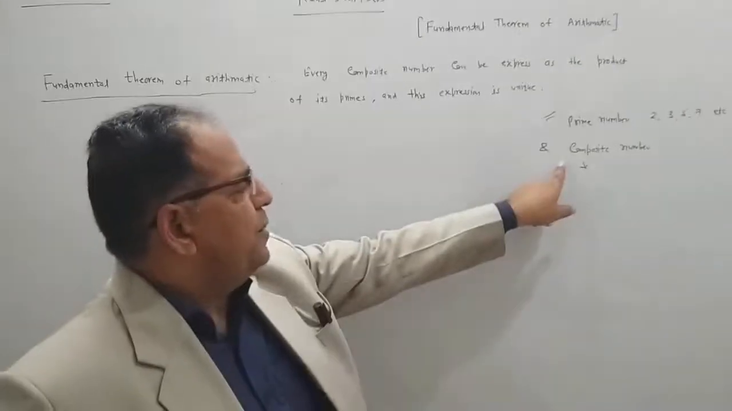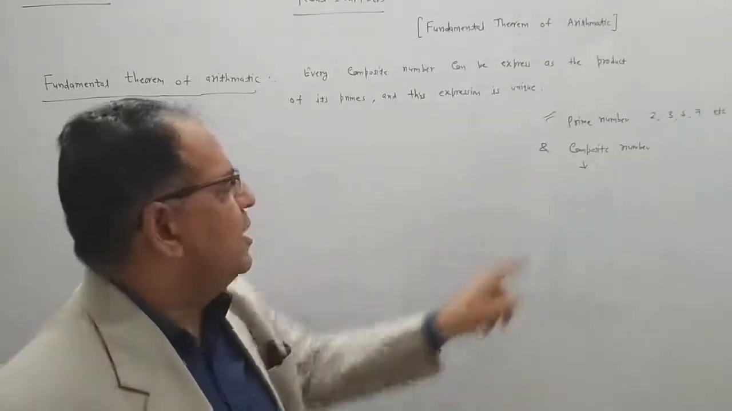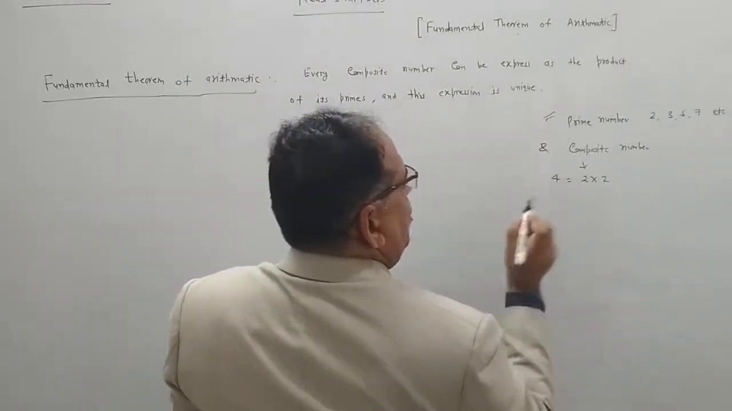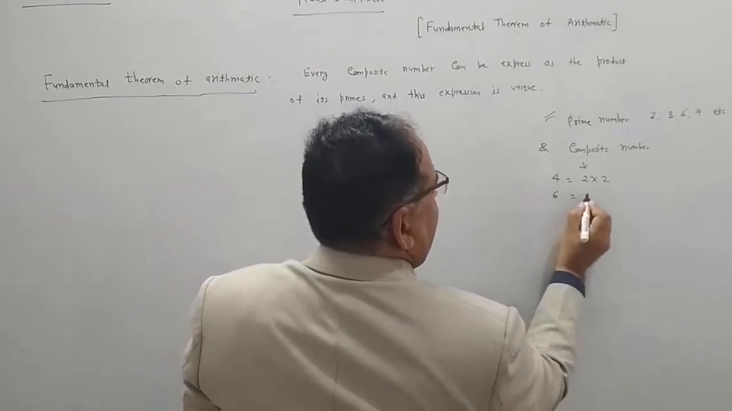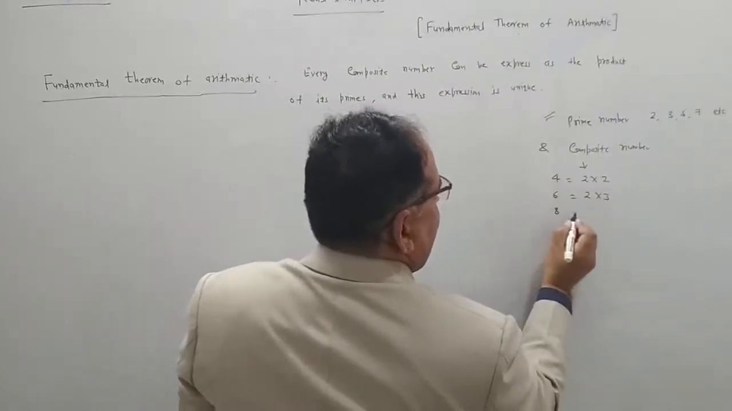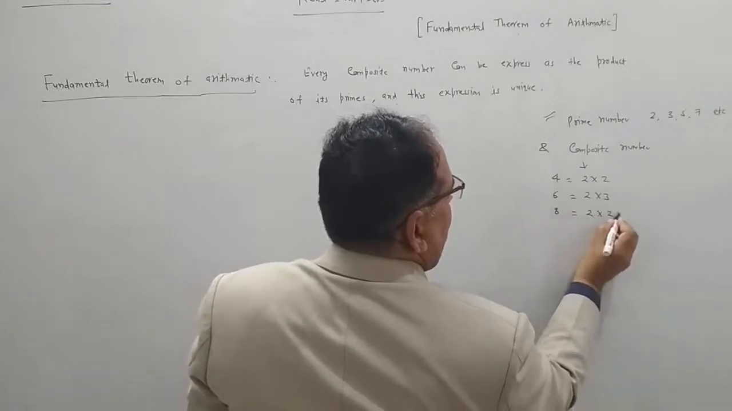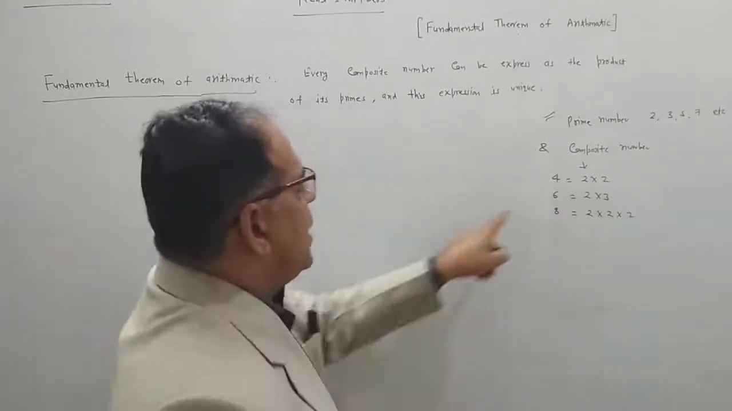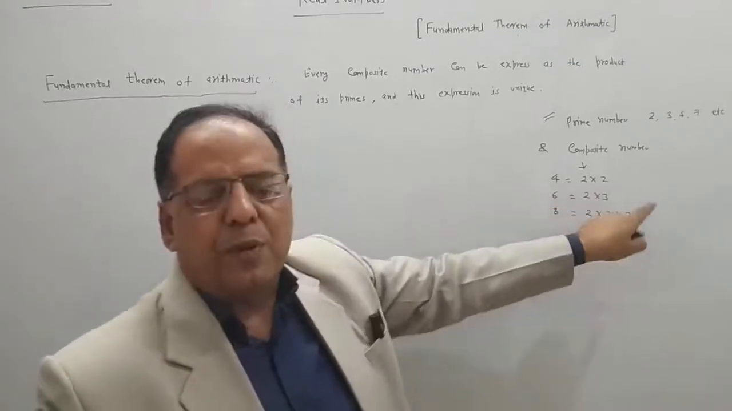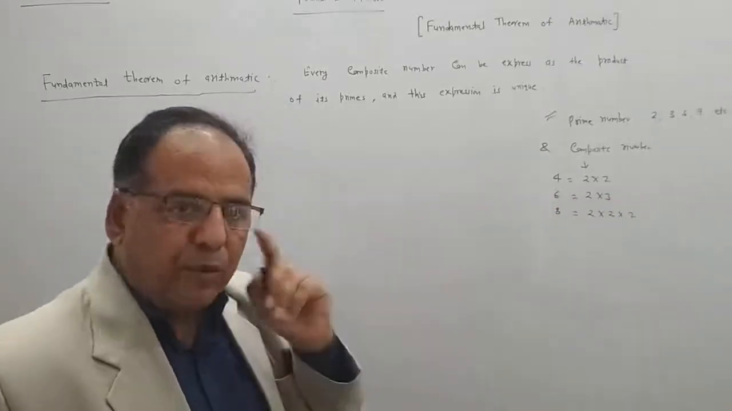Composite numbers are numbers that can be split into two or more primes. For example, 4 can be expressed as 2 into 2. 6 can be expressed as 2 into 3. Both are primes. 8 can be expressed as 2 into 2 into 2. So numbers that can be split into two or more primes are called composite numbers.